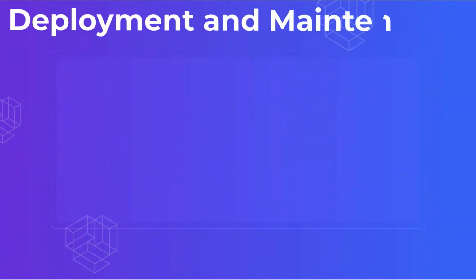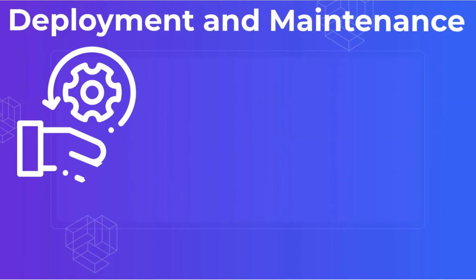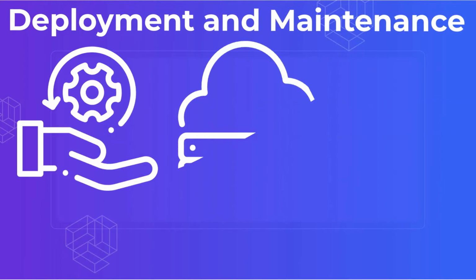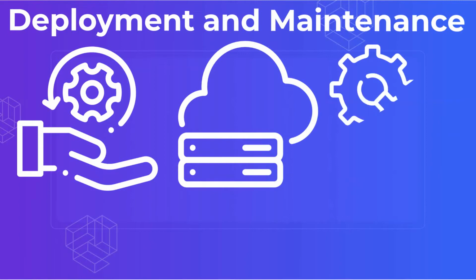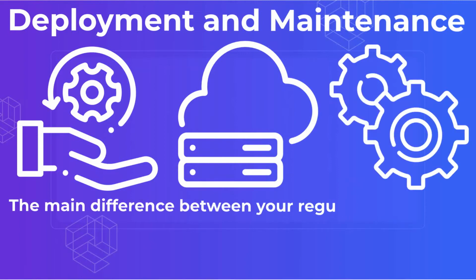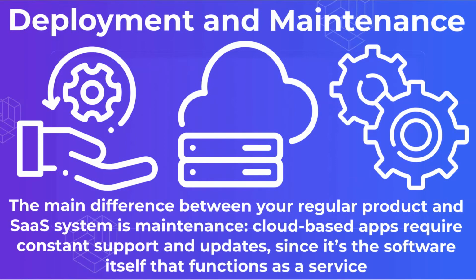Deployment and maintenance. The main difference between your regular product and SaaS system is maintenance. Cloud-based apps require constant support and updates, since it's the software itself that functions as a service. It also means that the app should run smoothly and without any breakdowns.